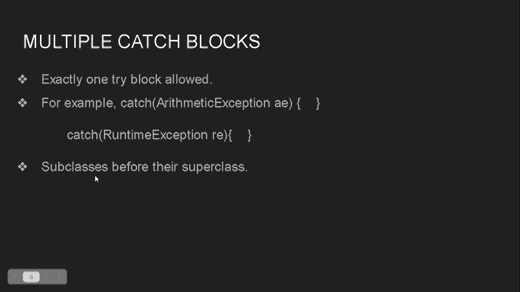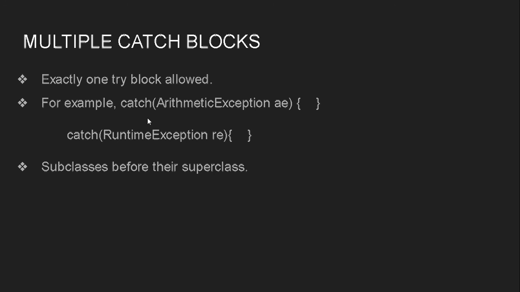Subclasses must always be written before the superclass. The reason is that if I interchange these two catch blocks, it is going to cause a compile time error. It is going to show that this code is unreachable code. Why? Because ArithmeticException is a kind of RuntimeException, right? Because ArithmeticException extends RuntimeException. So ArithmeticException is a kind of RuntimeException.